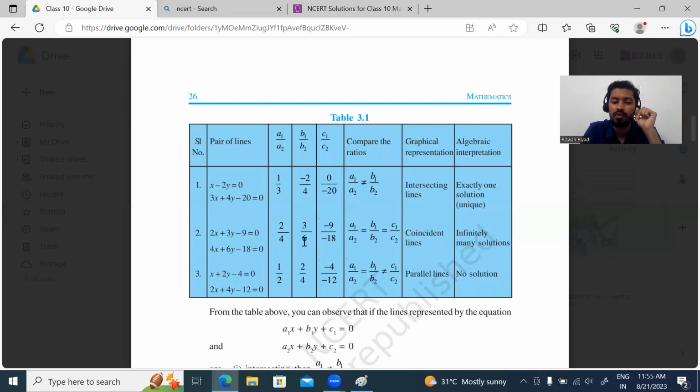3 by 6, 3 is half of 6. -9 by -18, -9 is half of -18, or it becomes 9 by 18. These two minus signs will cancel. It's 9 by 18. All are 1 by 2, right? All are half. All can be simplified to 1 by 2.